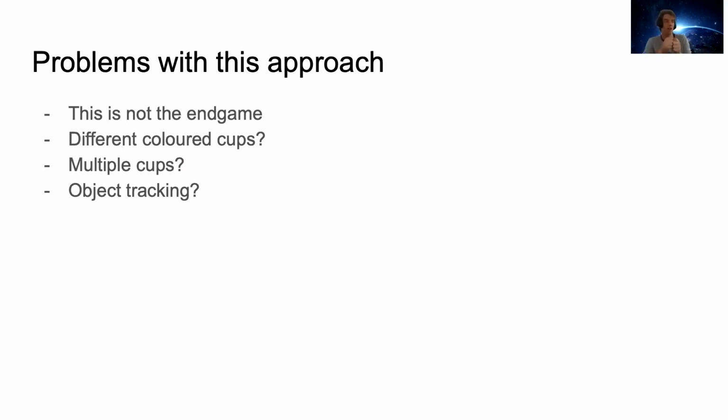That's the question. We might have different colored cups. How do we deal with that? If we want to detect cups in the scene, this is only for red. We only have a threshold for red. Do we tune other parameters for a green cup? How do we deal with a clear cup? If there are multiple cups in the scene, how do we deal with those?